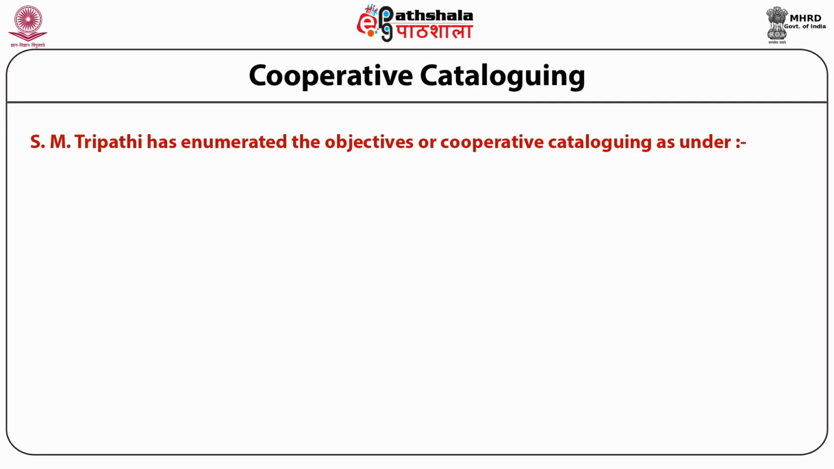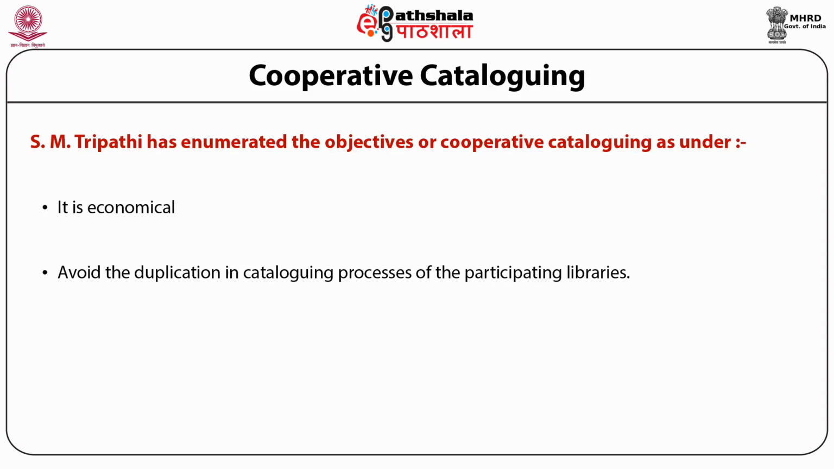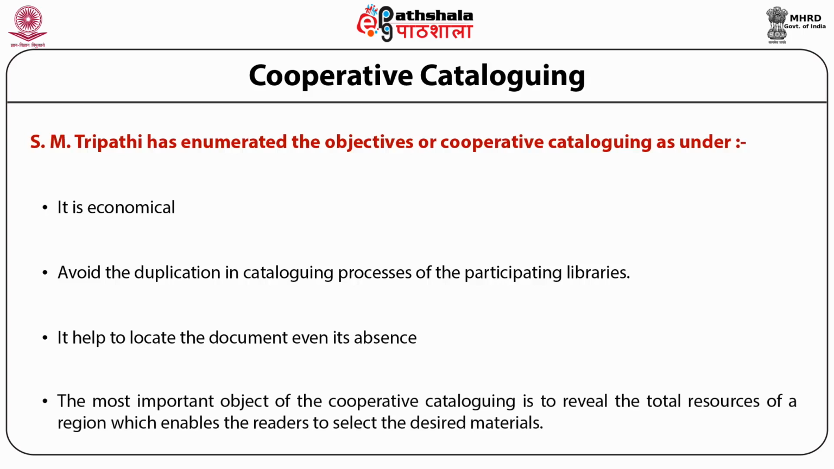S.M. Tripathi has enumerated the objectives of cooperative cataloging as under. First, it is economical. It means there is a lot of economy in the process, in the time and in the cost. Second, to avoid the duplication in cataloging processes of the participating libraries. Third, it helps to locate the document even in its absence. Fourth, the most important object of cooperative cataloging is to reveal the total resources of a region, which enables readers to select the desired materials.